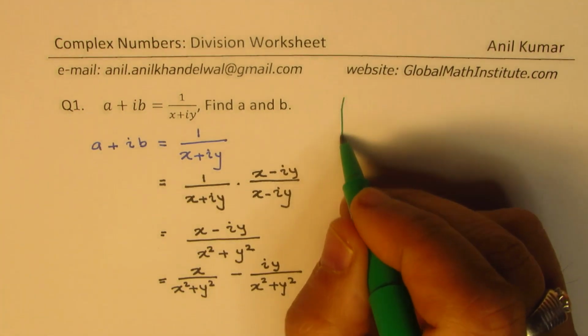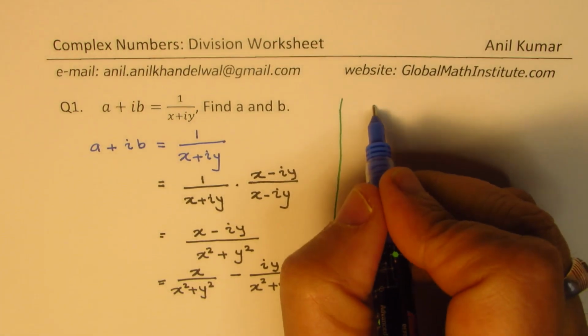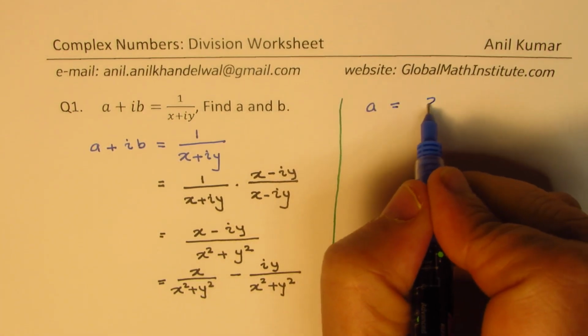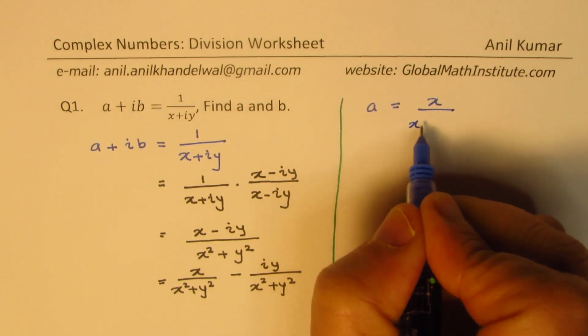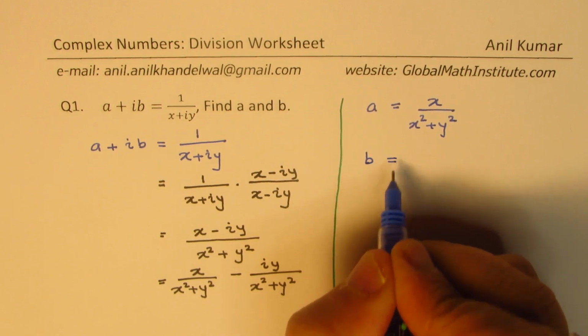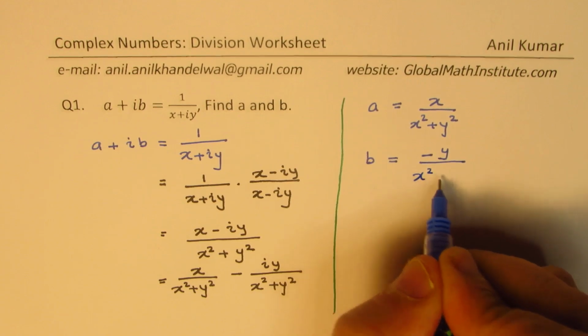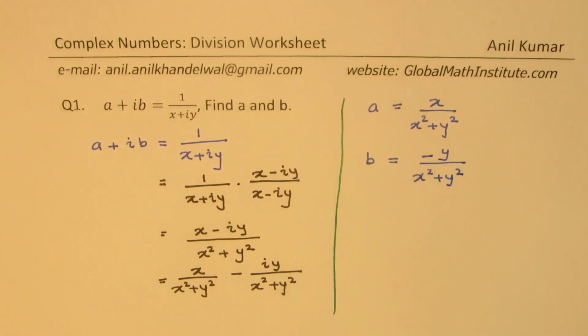So now you can compare these two complex numbers. a plus ib and the one given here will be equal only if a is equal to x over x squared plus y squared and b is equal to negative of y over x squared plus y squared. Is that clear to you? So that is how we can find the values of a and b. Perfect. Now let's take question number 2.